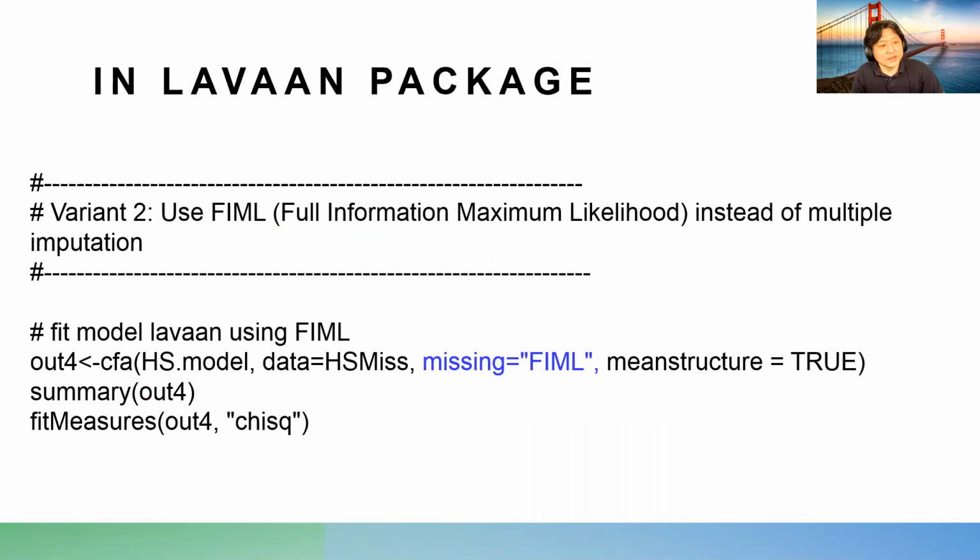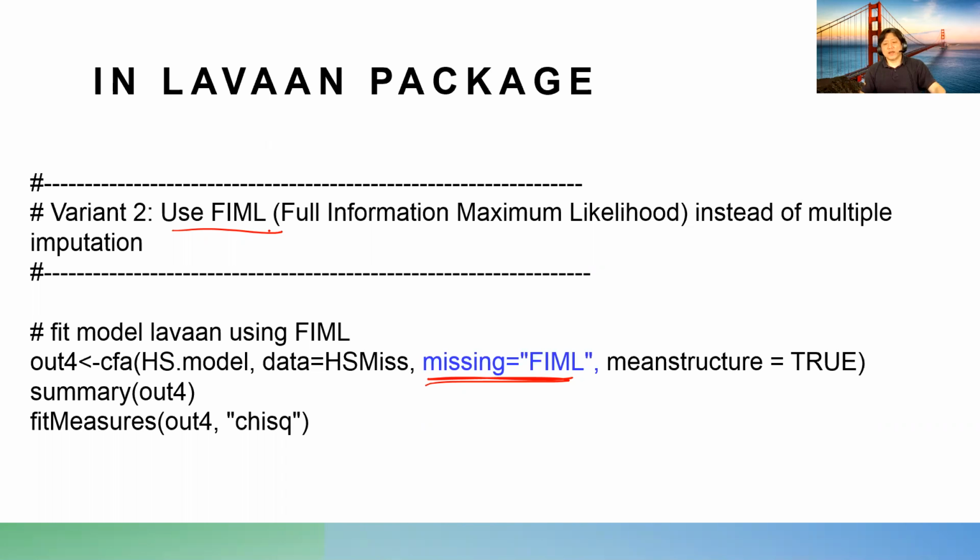And also, this is the second option. You can use full information maximum likelihood estimation. It's much easier. You can simply add missing equals FIML, full information maximum likelihood estimation. Full information maximum likelihood is basically a maximum likelihood estimation. It takes a little bit of a different approach compared to multiple imputation. So multiple imputation creates a lot of complete data sets, right?